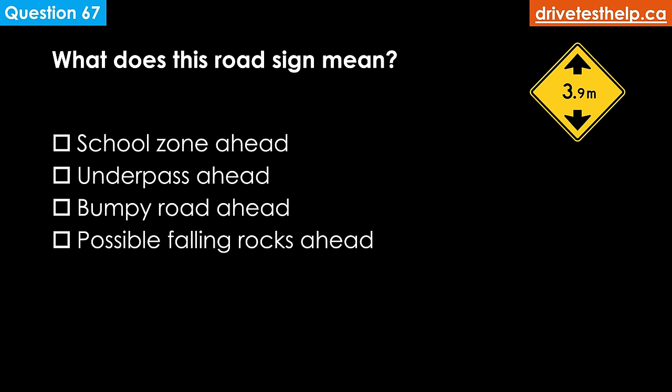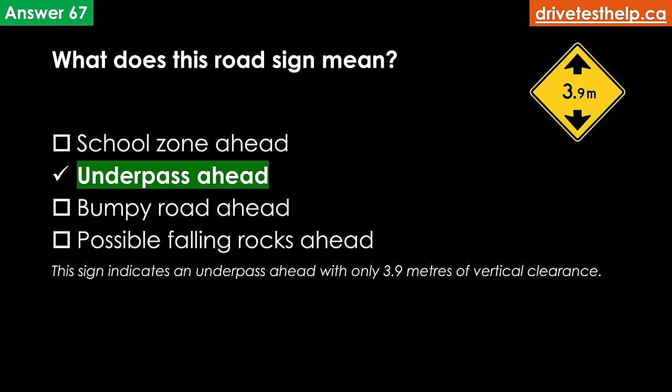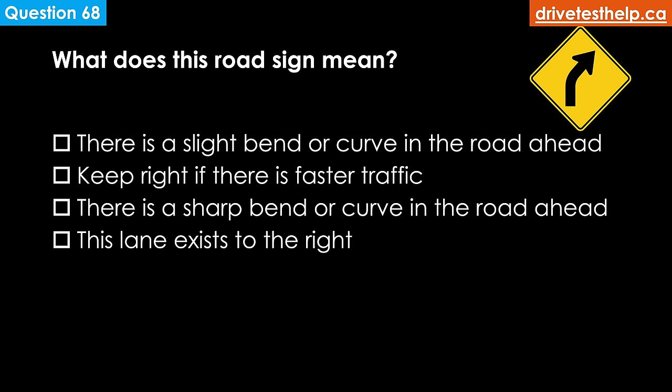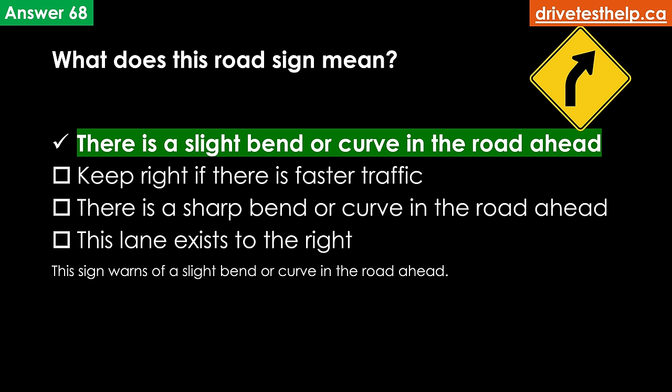This sign indicates an underpass ahead with only 3.9 meters of vertical clearance. In Ontario, trucks can legally be up to 4.15 meters tall. What does this road sign mean? There is a slight bend or curve in the road ahead. Keep right if there is faster traffic. There is a sharp bend or curve in the road ahead. This lane exits to the right. The correct answer: there is a slight bend or curve in the road ahead.